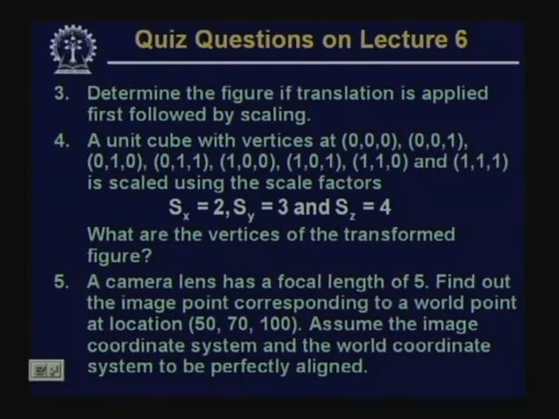The fifth one, a camera lens has a focal length of 5. Find out the image point corresponding to a world point at location 5 7 0 0. Assume the image coordinate system and the world coordinate system to be perfectly aligned.